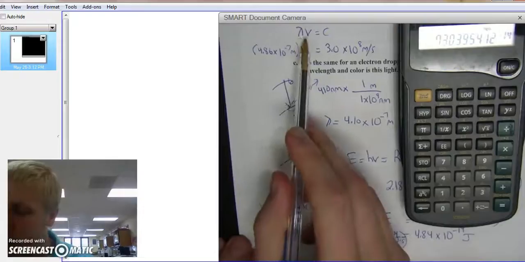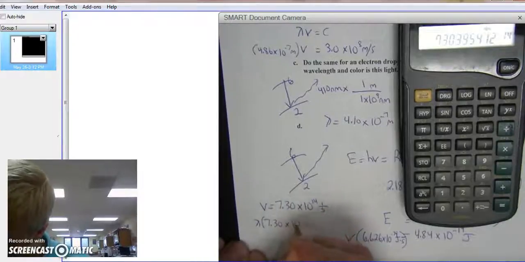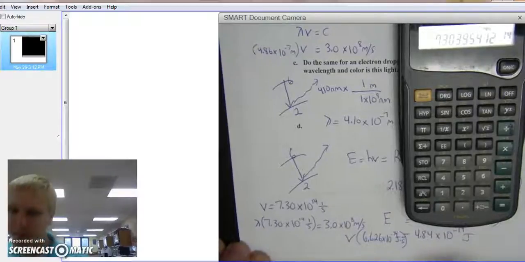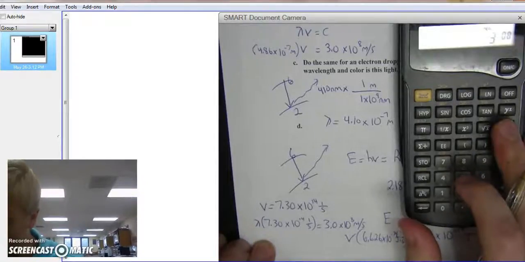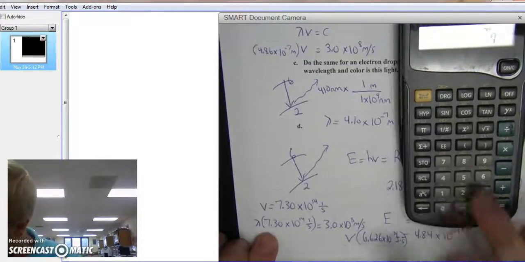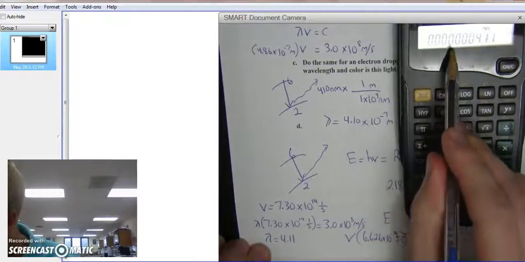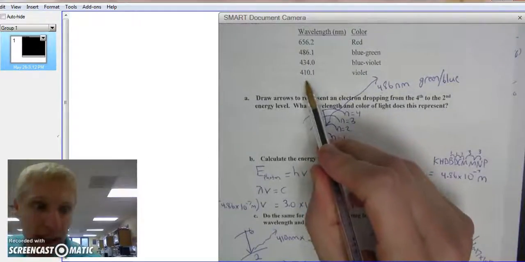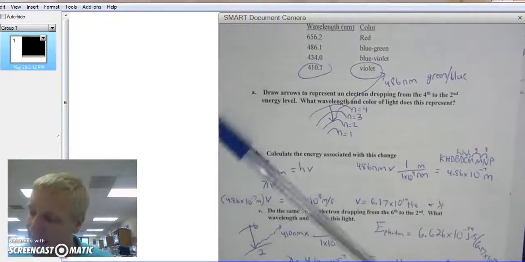Once I have that, I can plug it into wavelength times frequency equals speed of light. So my wavelength times my frequency equals my speed of light, 3.0 times 10 to the 8 meters per second. I'm going to divide both sides by my frequency, so 3e8, which is 3 times 10 to the 8, divided by 7.3e14, and that gives me a wavelength of 4.11 times 10 to the negative 7, which is also 411 nanometers, which when I compare it up to here, is pretty close to 410 nanometers up here. So my color would be violet, my wavelength would be 410 nanometers, and that is just a taste of quantum mechanics.